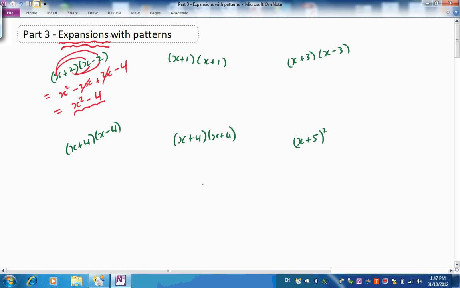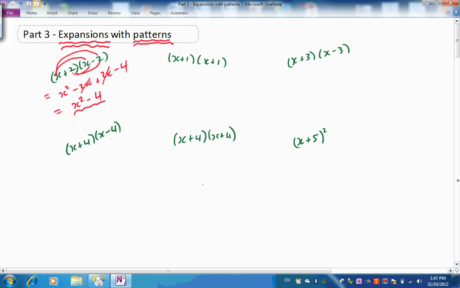So we have a new name here in algebra land for that multiplying out, simplifying expressions that we did before. And have a look at the other word in this part. It's expansions with patterns. So, can you see the patterns here?